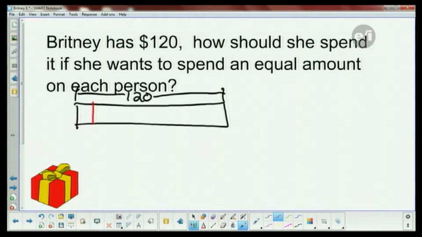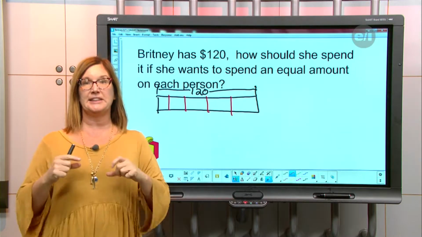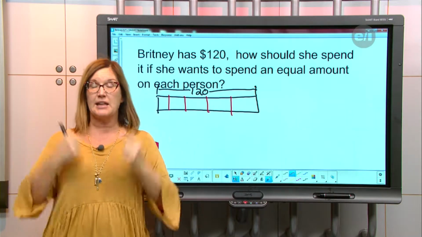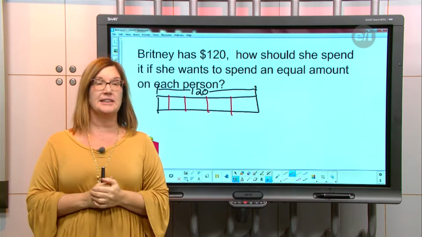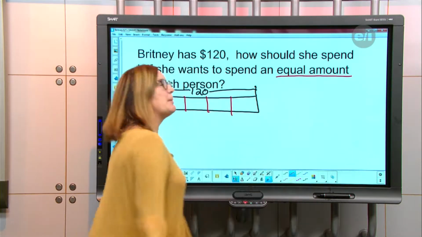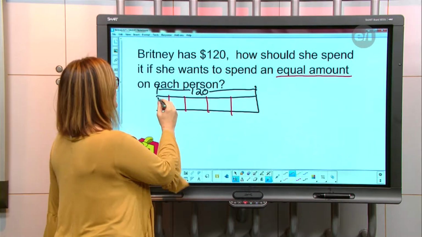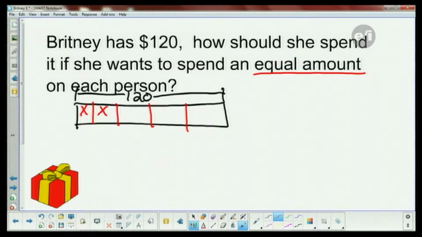So I'm going to go 1, 2, 3, 4 slices, all right? They should be kind of the same. They don't need to be exactly equal because a tape diagram is just a representation. But I know in my head that I want each of those pieces to be the same. And why do they want to be the same? Because it says right here she wants to spend an equal amount on each person, okay? So I'm trying to figure out what each of these pieces is. I'm going to put an X in there because that's what I'm trying to figure out. I don't know what it is.